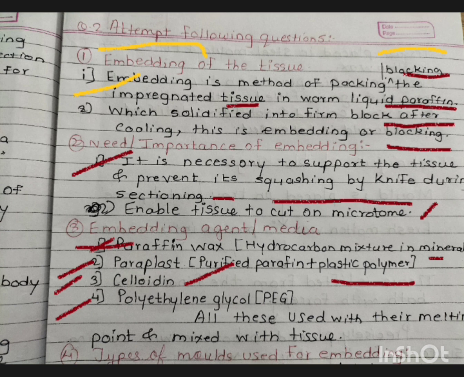All of these are used with their melting points and mixed with tissue. When we mix them with the fixed tissue, they must be in melted form, not solid form. Paraffin wax melting point is around 40 degrees Celsius, and it is very important that it is melted. If it is not melted and we mix it with the tissue, no proper blocking or embedding happens.